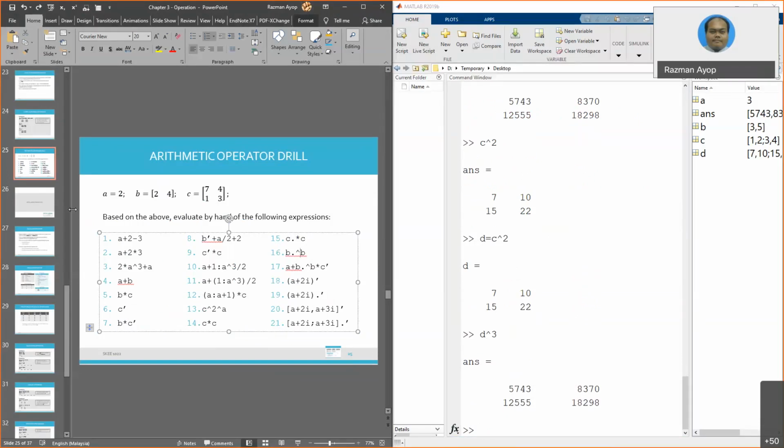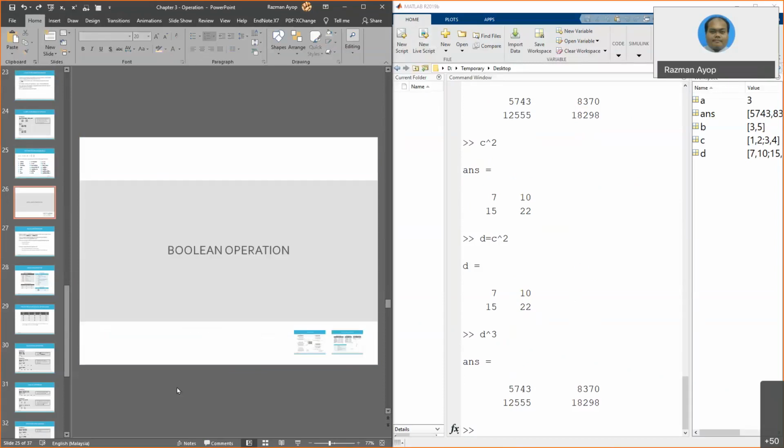Okay, we take 5, and we will continue with Boolean operation.